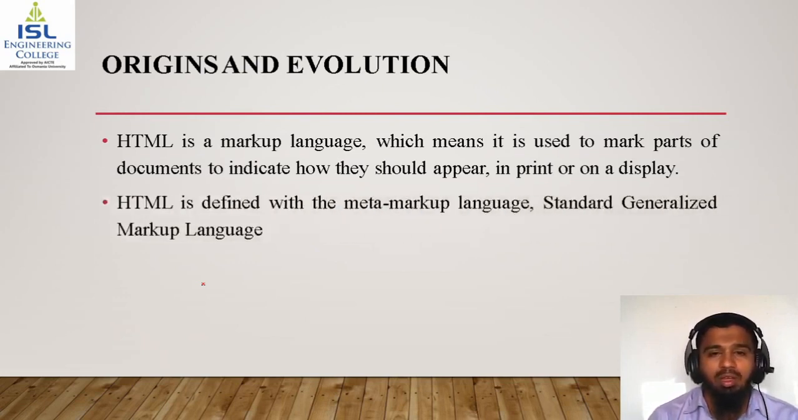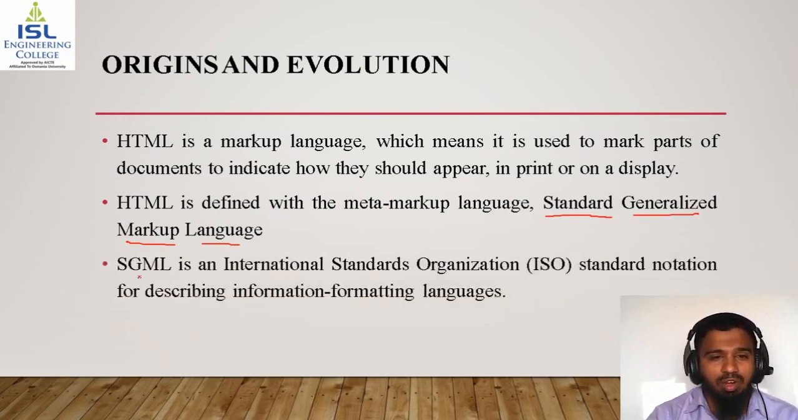So here this is like a meta markup language. This is very important. Before HTML, it was standard generalized markup language. Standard generalized markup language is an International Organization for Standardization standard notation for describing information formatting language. Why do we need this? It is a standard, because browsers like Google Chrome, Firefox, Safari, UC Browser are where the website will display. If they follow the standard, then it will be easy for the developer to design the web page. So these are all standard generalized markup language.